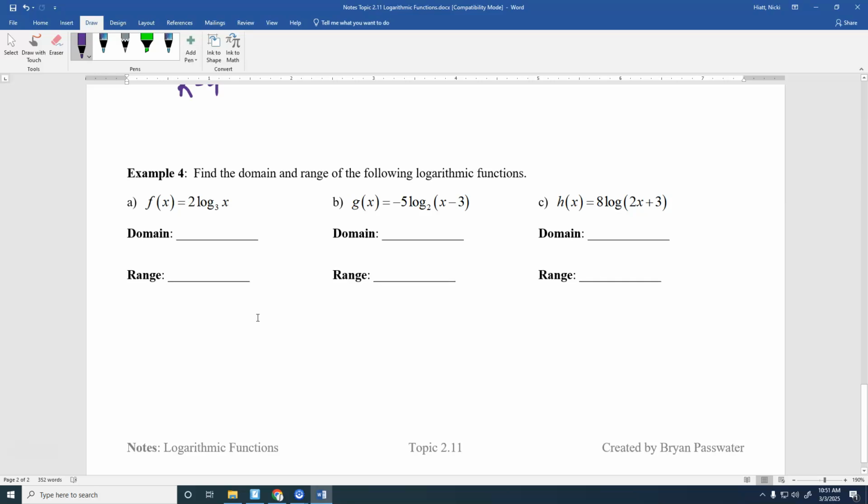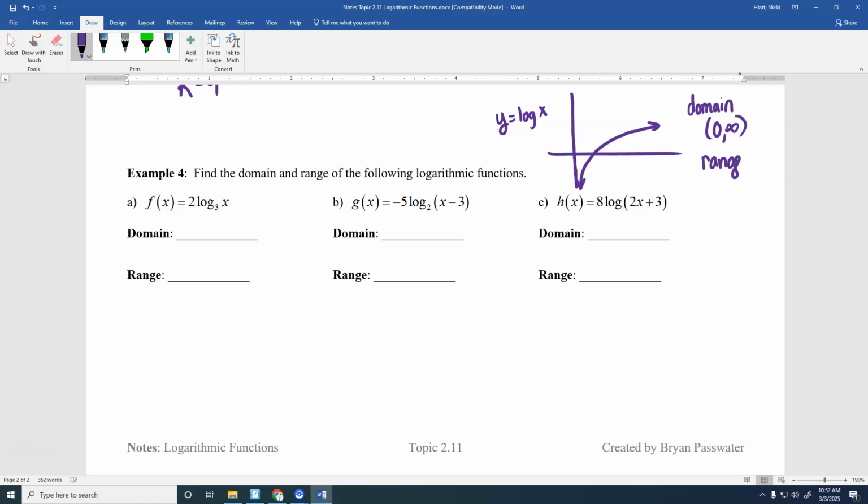Okay, and this is really where it matters that we know what the original looks like and that we remember what all those transformations do to a graph, right? So the original log function looks like this. It has a vertical asymptote at y equals 0. This is y equals log x, and the domain is 0 to infinity, and the range is negative infinity to infinity.